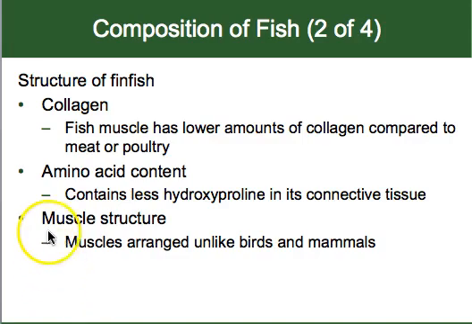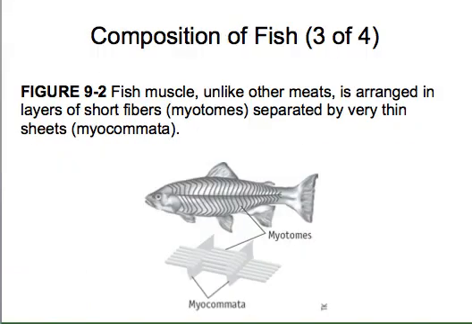Third, we have muscle structure. So the muscles in fish are not arranged the way that they are in birds and mammals. Let's look at a diagram of this. While birds and mammals have their muscles arranged in these long bundles, fish have short muscles arranged into layers with large sheets of thin connective tissue separating each layer. The short muscle fibers are called myotomes, and the connective tissue separating the fibers is the myocommata.